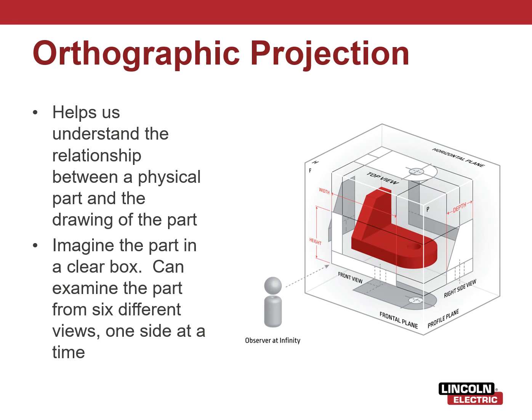All right, so an orthographic projection. This helps us understand the relationship between a physical part and the drawing of the part. So this is where you take a multi-view drawing and you turn it into a 3D object. Okay, so a good way to think about this is you imagine it's in a clear box and you're looking at the front view, and then obviously you're going to have every side of that cube a different viewpoint of that part. Okay, so that's an orthographic projection.